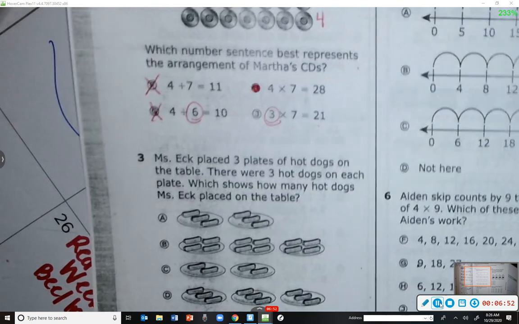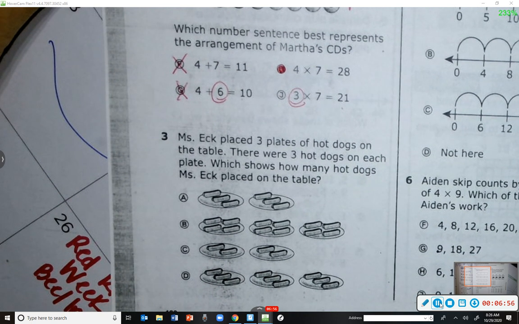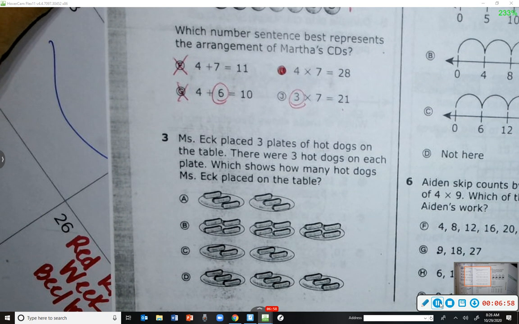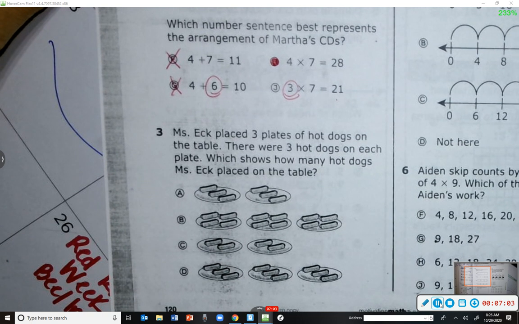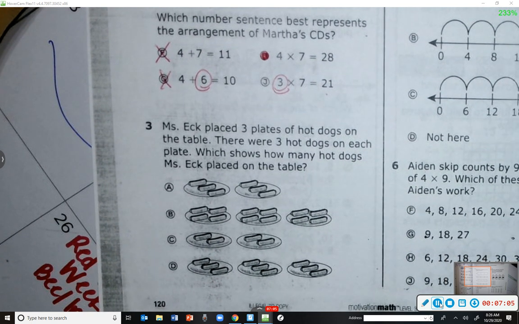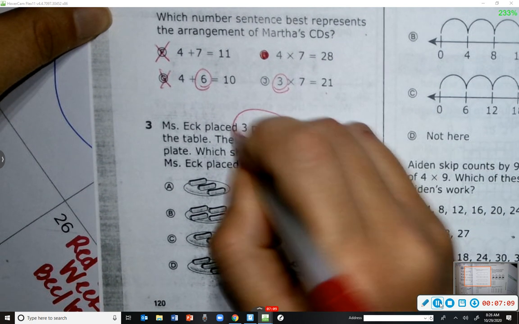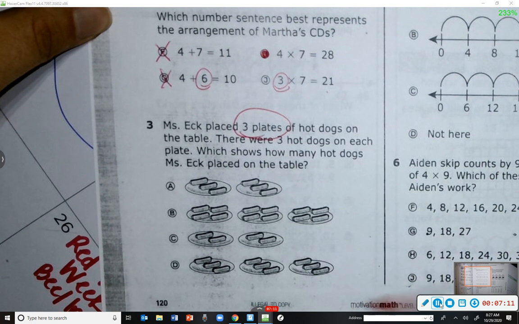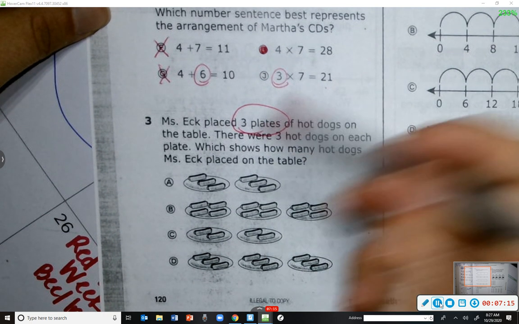Okay, number 3. Miss Eck placed 3 plates of hot dogs on the table. There were 3 hot dogs on each plate, which shows how many hot dogs Miss Eck placed on the table. How many plates of hot dogs are there? 3 plates. 3 on 3. So I can already eliminate what? You can eliminate A, C.